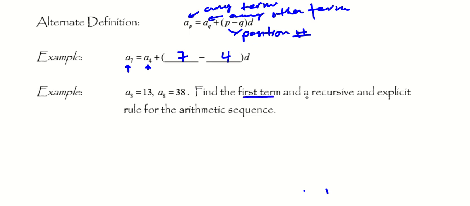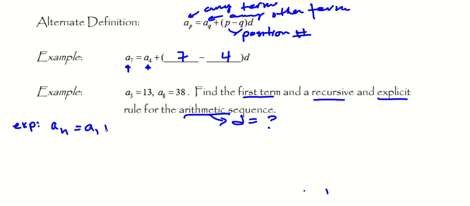But I'm going to show you a different way to find the first term, a recursive and an explicit rule for an arithmetic sequence. So the fact that this says arithmetic tells me that there is a common difference, which we're going to want to find. Okay, so we're going to start with the explicit definition. So we know that our explicit definition takes the form a sub n equals a sub 1 plus n minus 1 times d. And I'm going to take this knowledge that a sub 8 is equal to 38, and I'm going to fill that in.